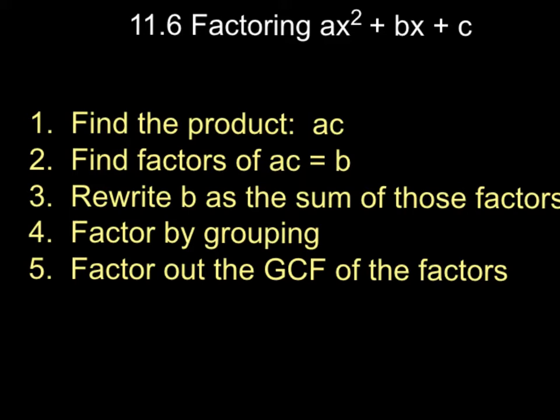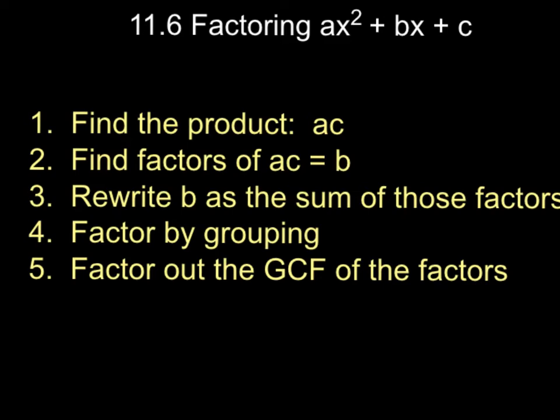So the first step is going to be to find the product of A times C. Okay? And then we're going to take that product of A times C, whatever that number is, and find factors of that number that add up to B, the number in the middle. So it's very similar to what we were doing before. Then we're going to rewrite B as the sum of those two factors. So instead of having a 10x in the middle, I might have 2x plus 5x. Or excuse me, 2x plus 8x.